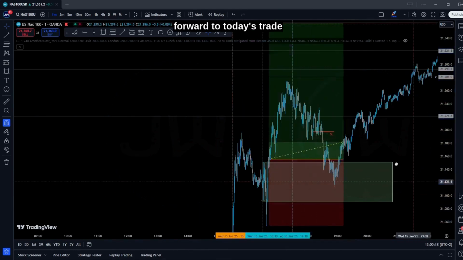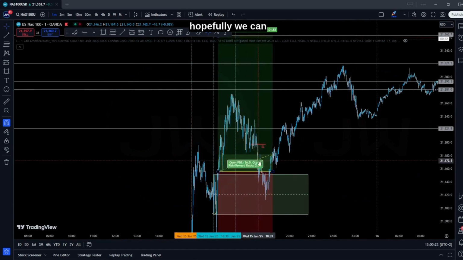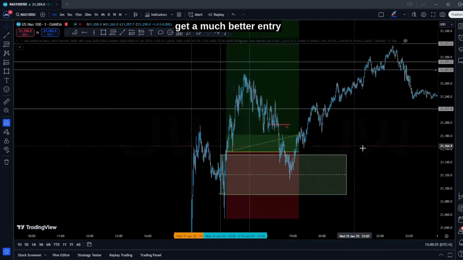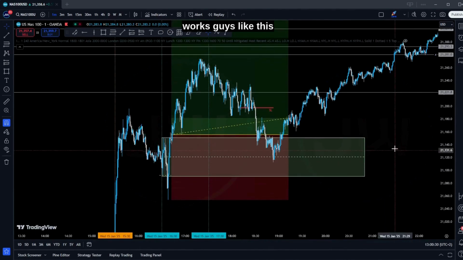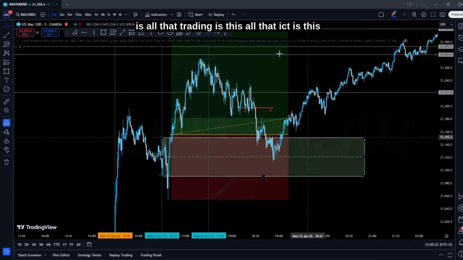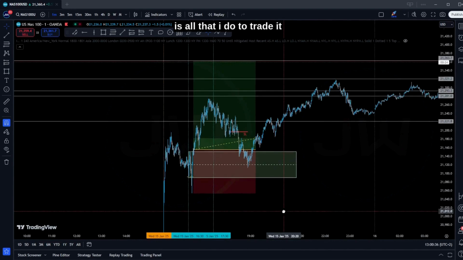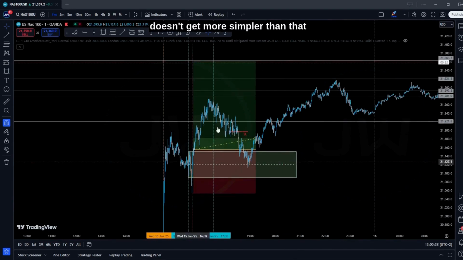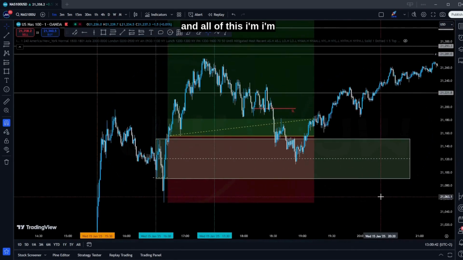I'm definitely looking forward to today's trade. Hopefully we can get a much better entry. But you can see the strategy works, guys. This is all that trading is. This is all that ICT is. This is all that I do to trade. It doesn't get simpler than that. It doesn't need to be complicated.